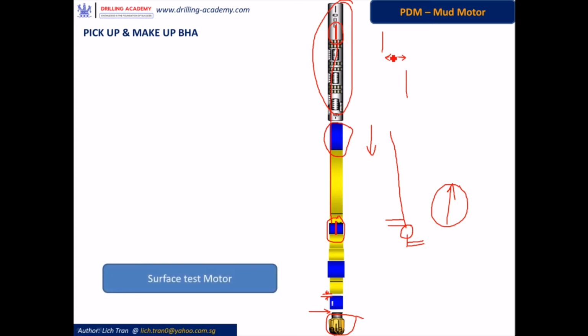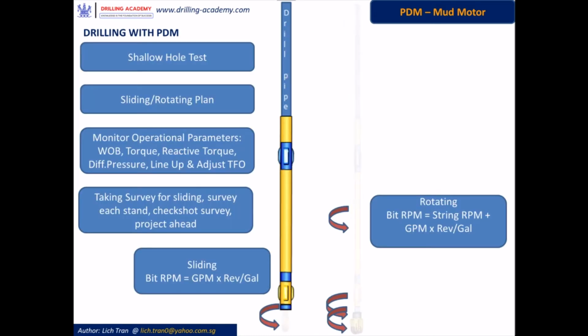And the last step for making up the BHA is to surface test the motor, which is simply put the motor with the bit into the rotary table and pump through the motor at low or moderate flow to watch the motor performance, like rotation and any abnormal vibration or shocking from the motor. And then you run the motor downhole.